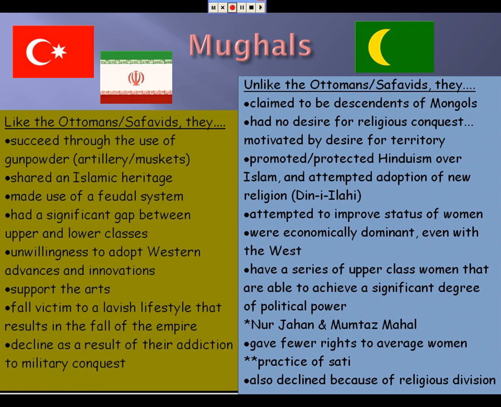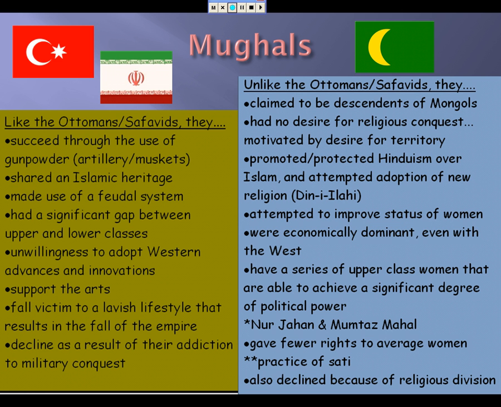And so we're actually going to focus just on the differences for right now, because the similarities I think we've already pretty much hammered home. And you can just attribute them to the Mughals as well. They're actually going to go back and forth between Shah and Sultan, depending on the ruler.